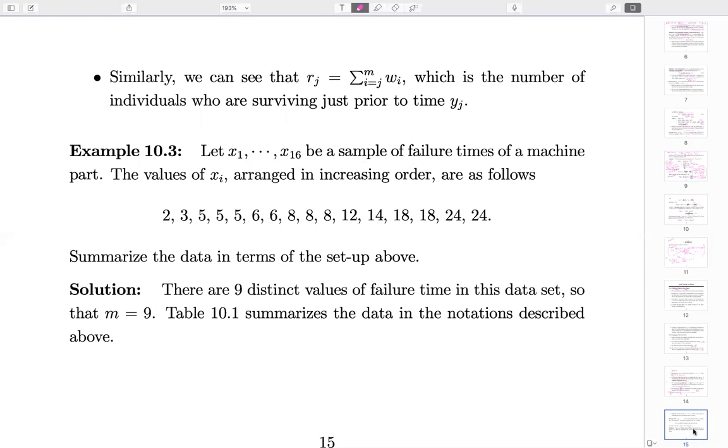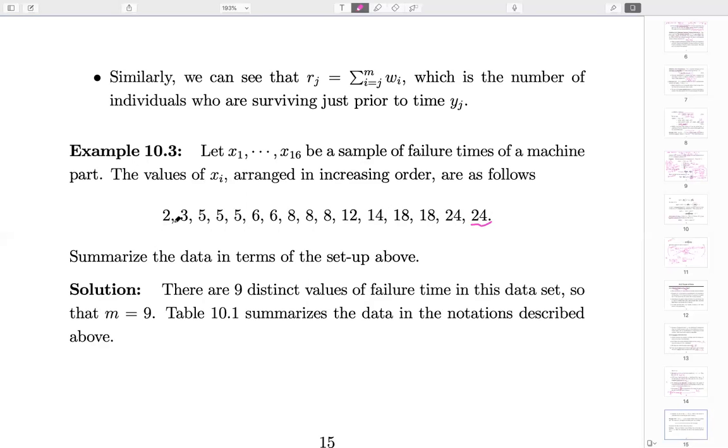Let's say we have a data set. It's very simple. We only have 16 observations. It's about failure time of a machine part. The first one failed at 2. I don't know the time unit, so you can randomly put some time unit. Let's say 2 hours. So the first unit died within 2 hours, etc. The longest one survived 24 hours, or 24 days, 24 months, whatever you want.